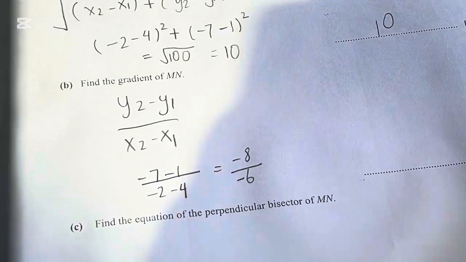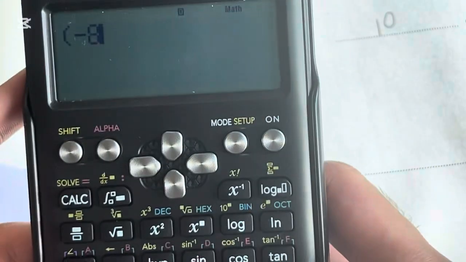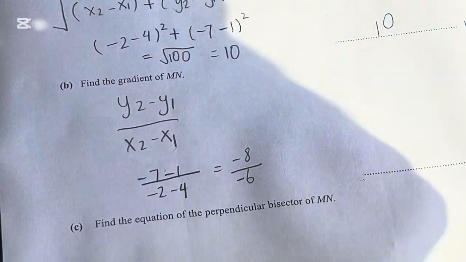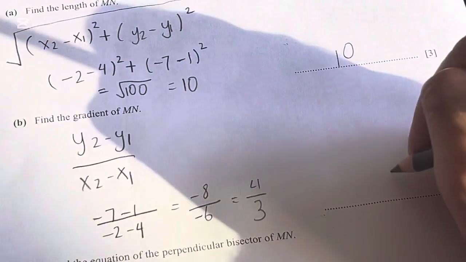And then we can put this into our calculator. So -8 divided by -6. And then we get 4/3. So our gradient is going to be 4/3.